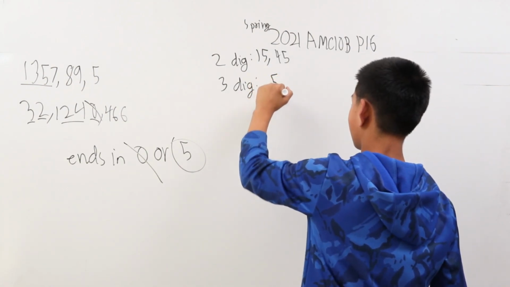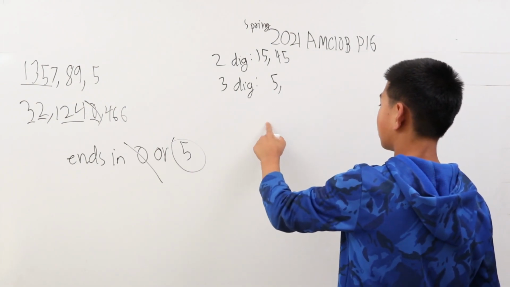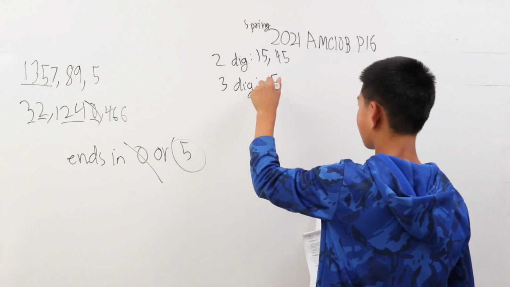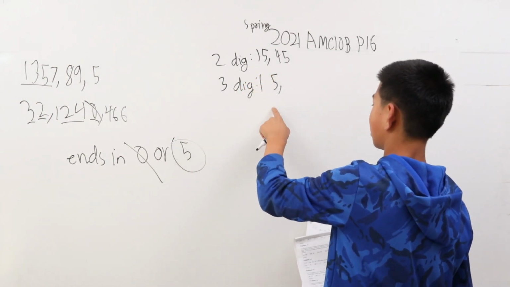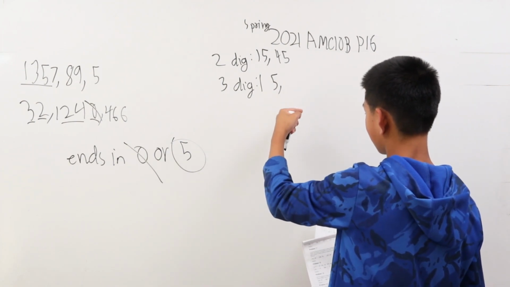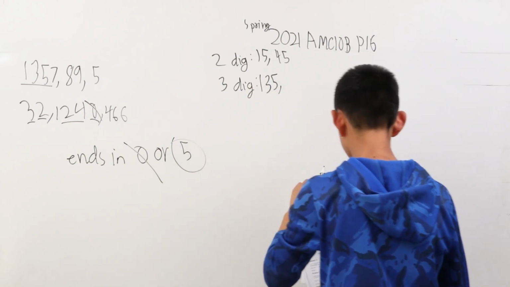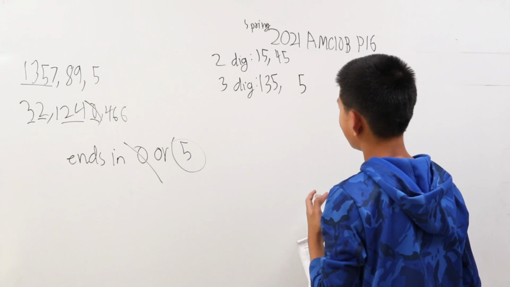Now for 3 digits, we can obviously put in 5 at the back. The sum of the digits has to be a multiple of 3, so let's consider the case where the first is 1. 1 plus 5 is 6. It can't be 0 here. It can be 3.